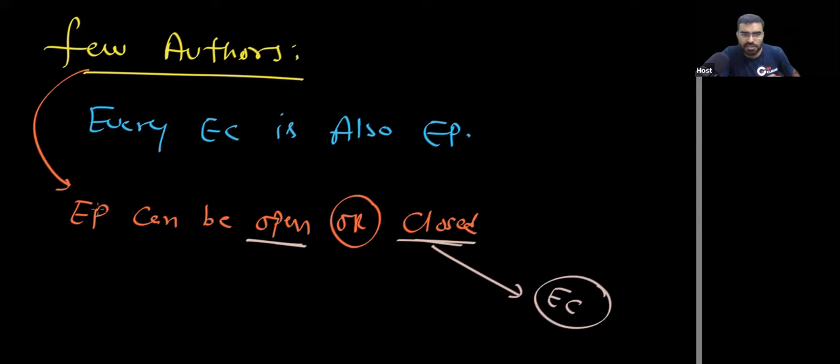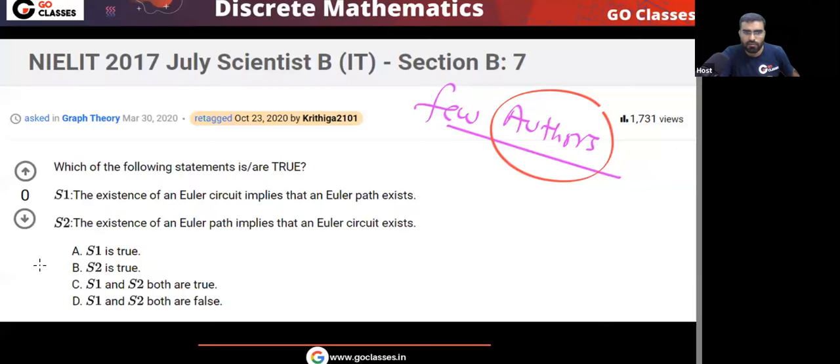There are a few authors who say that an Euler path can be open or closed. If this is closed, it will become an Euler circuit. So you can notice every Euler circuit is also an Euler path. So according to these authors, this statement becomes true.